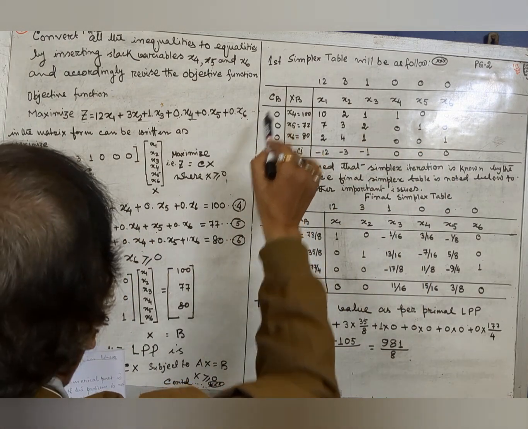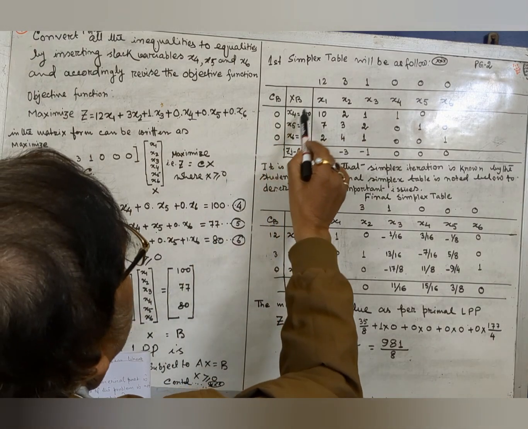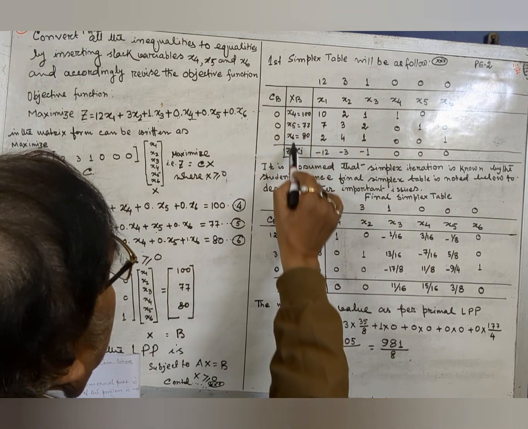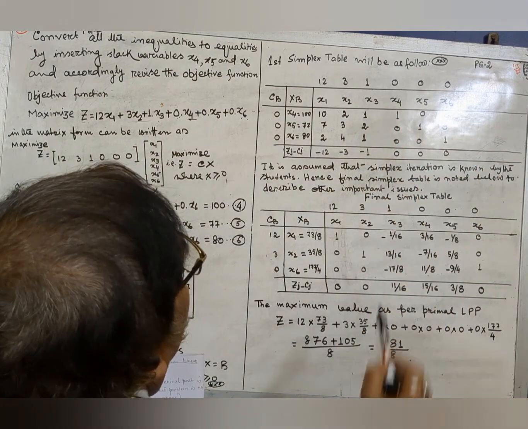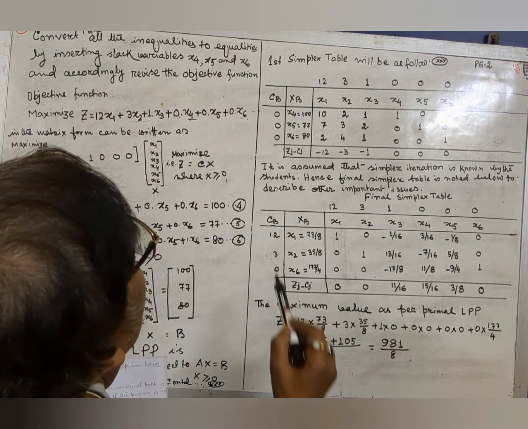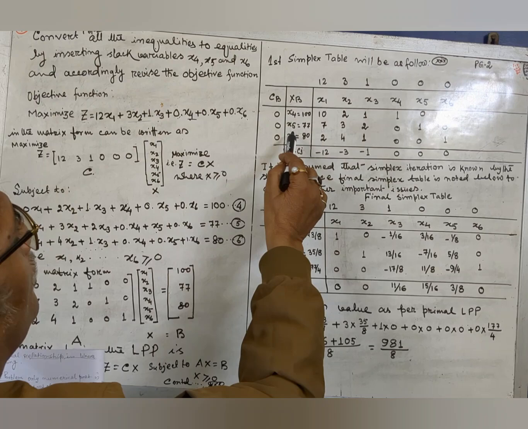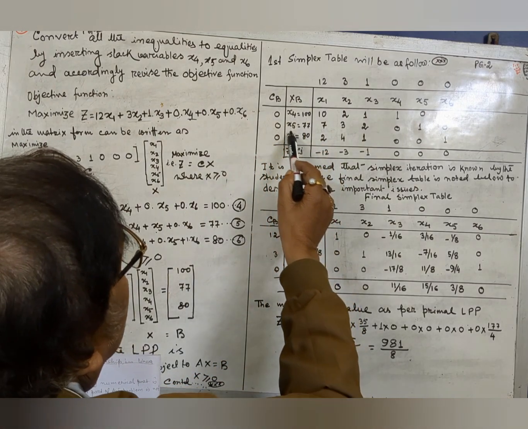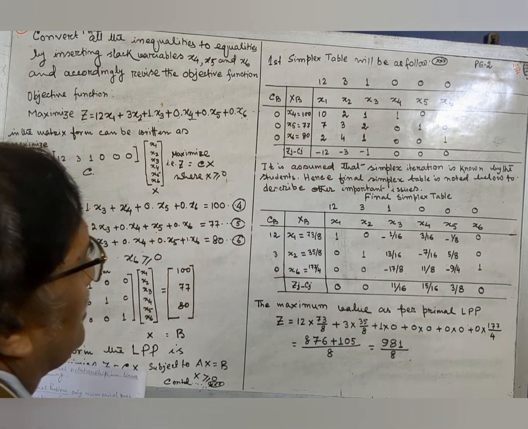And CV means the coefficient of the basic variables. These are the basic variables. In this case, the basic matrix will be taken as 1, 0, 0, 0, 1, 0, 0, 0, 1. If you solve it, the solution will be x4 = 100, x5 = 77, and x6 = 80.